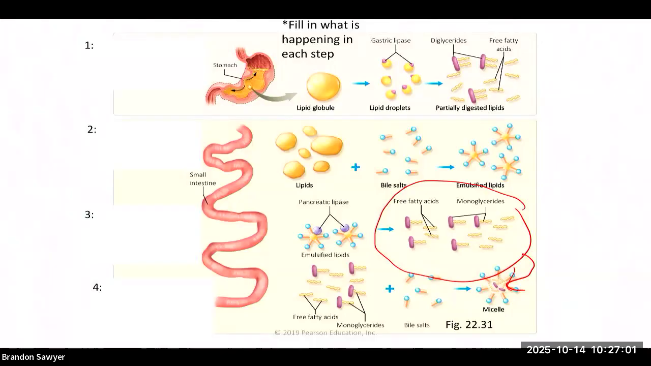So you have to break it down so they can actually cross through the membrane, and then they're reformed into triglycerides just because that's a more efficient way of transporting this. Yeah, that's a good question. I'm not exactly sure how that piece works. Yeah, it's a good question.